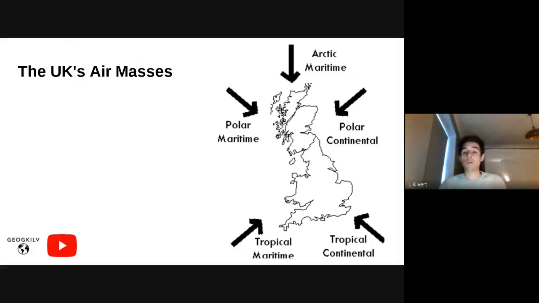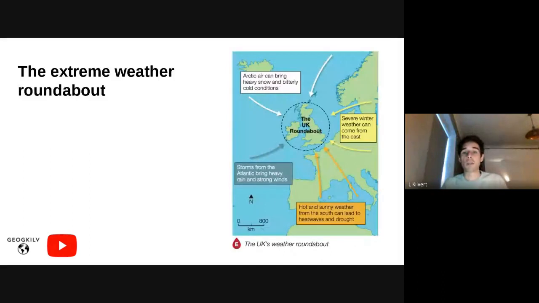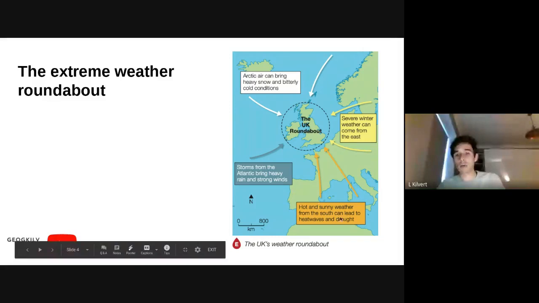Because of that, what we end up with in the UK is what I would call an extreme weather roundabout. Depending on whereabouts the weather is coming across, will depend very much on what types of extreme weather we can get. If we've got air coming down from the Arctic, it can bring heavy snow, which is bitterly cold, particularly in the winter. In the summer, we can get hot, sunny weather, which comes across from these tropical continental air masses, which bring us heat waves and extreme droughts.